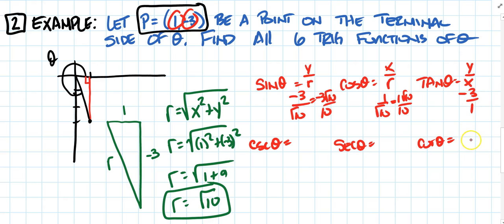Now that I have the top 3, I can use the reciprocal identity and get the bottom 3. So cotangent is going to be negative 1/3. Secant is going to be just the square root of 10. Cosecant is going to be the square root of 10 divided by negative 3. And there you go.